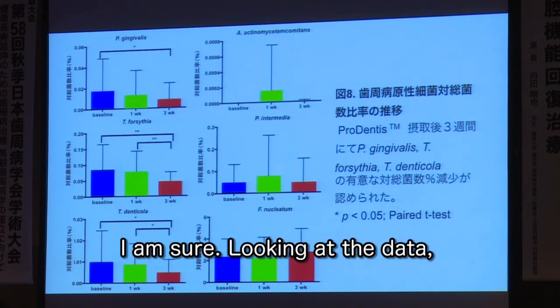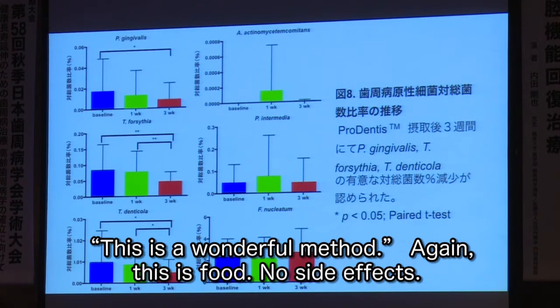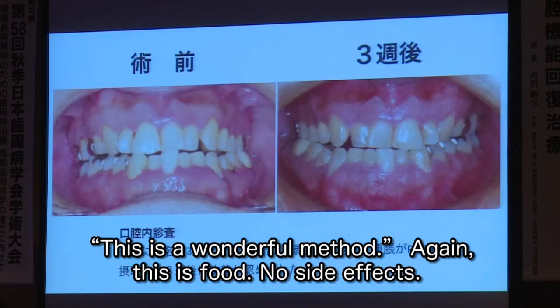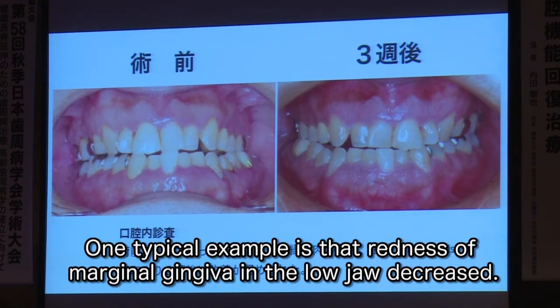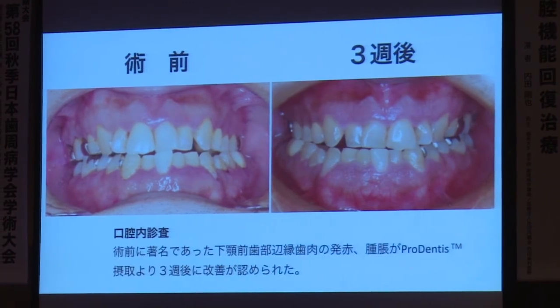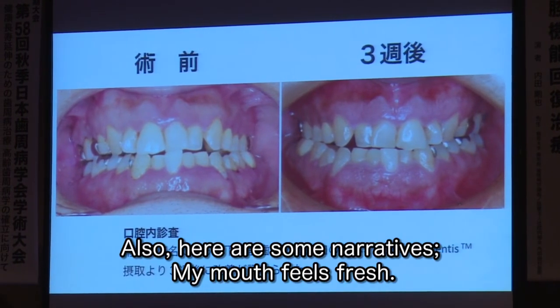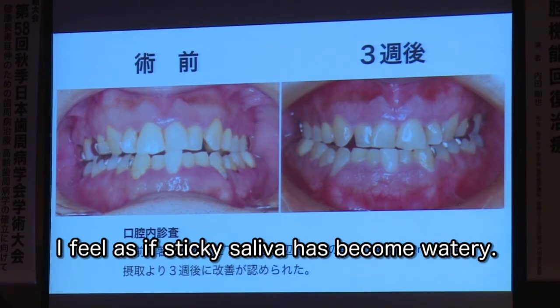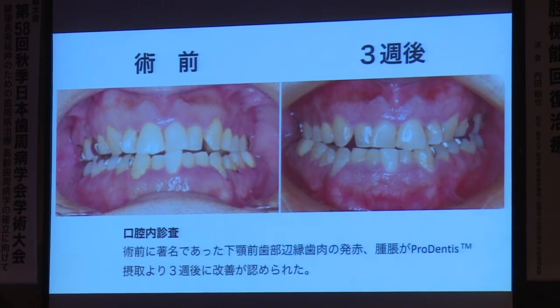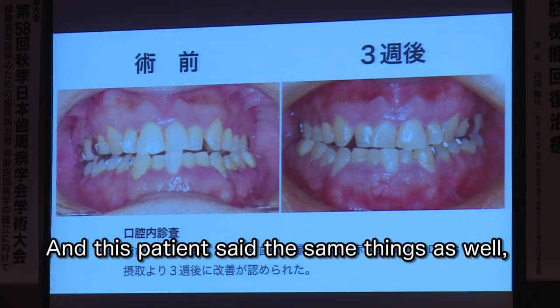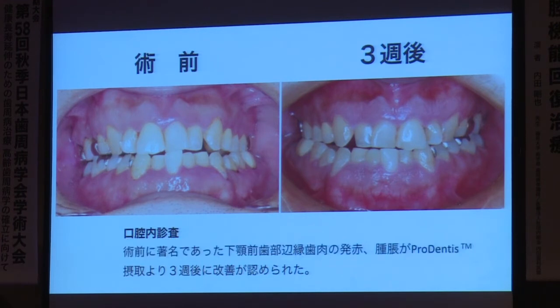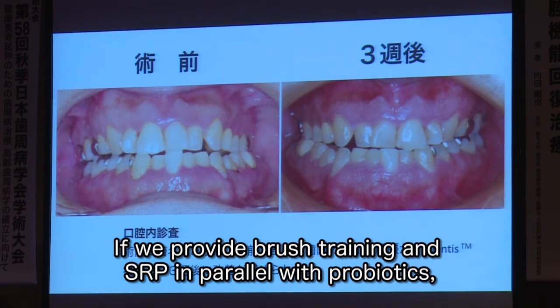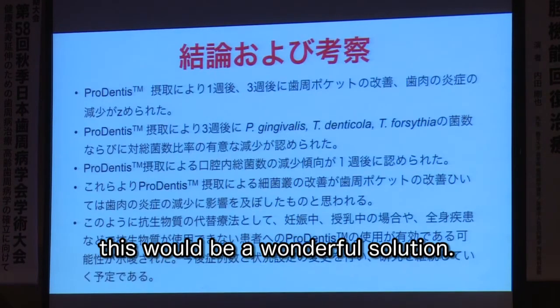I'm sure, looking at the data, I thought, this is a wonderful method. Again, this is food, no side effects. One typical example is that redness of marginal gingiva in the low jaw decreased. Also, here are some narratives. My mouth feels fresh. I feel as if sticky saliva has become watery. Slimy teeth have become smoother. And this patient said the same thing as well, even though no brush training was given. If we provide brush training and SRP in parallel with probiotics, this would be a wonderful solution.